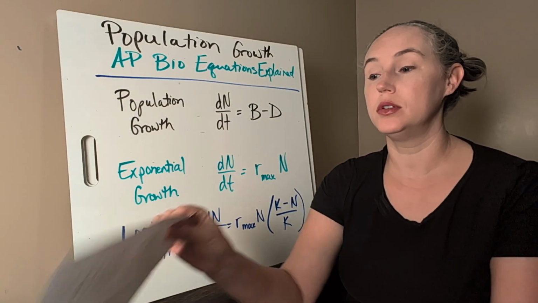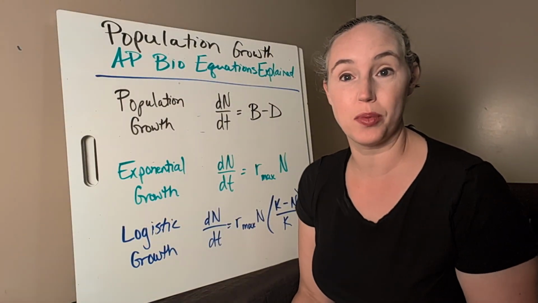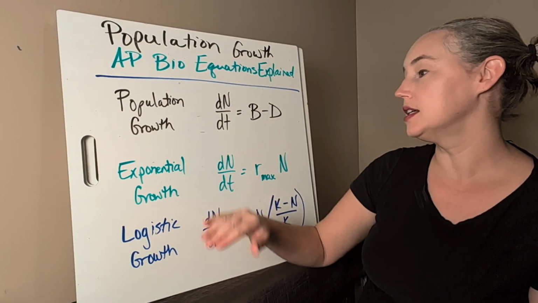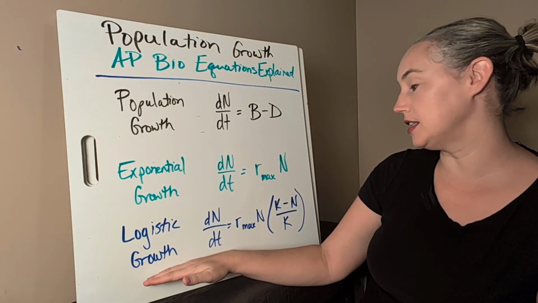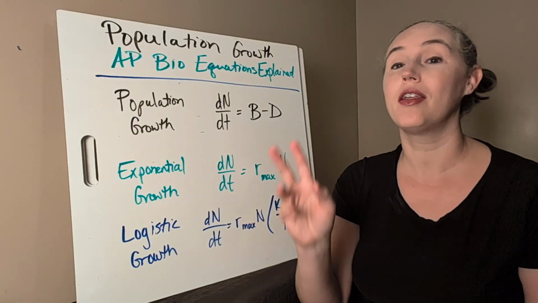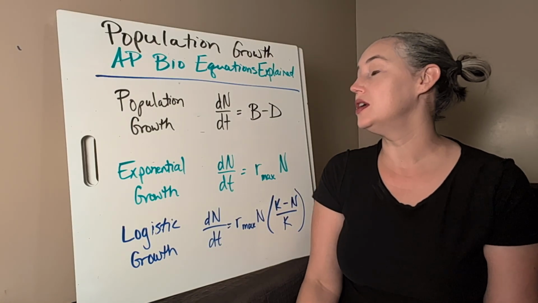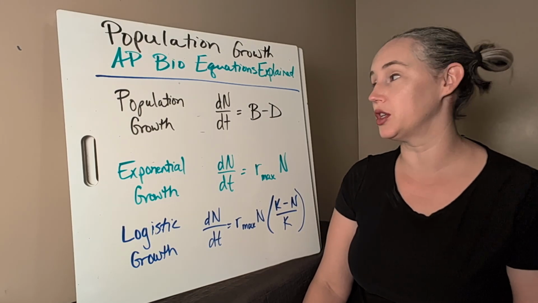The AP Bio formula and equation sheet has 3 different types of population growth: basic, exponential, and logistic. We're going to break down the equations, their variables, and work some practice problems. So first, just basic population growth.